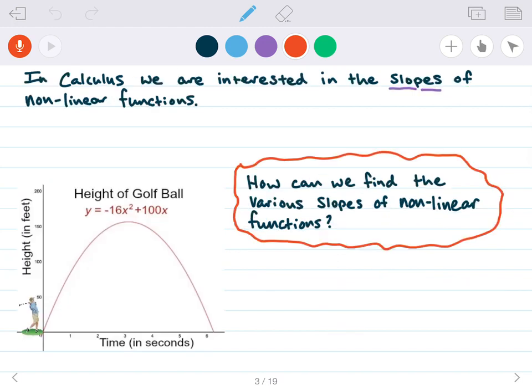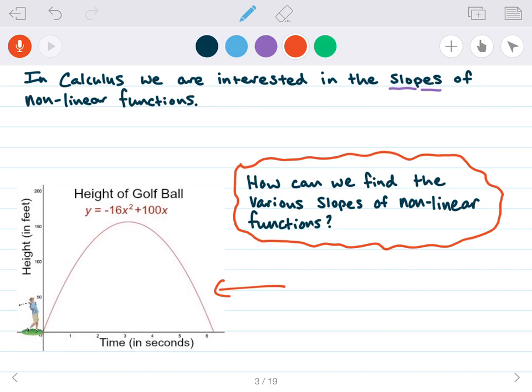So in calculus, as I mentioned, we're interested in the slopes of nonlinear functions such as parabolas, like the one that is drawn here. And so the question is, how can we find the various slopes of nonlinear functions? Now, what do I mean by various slopes? Well, the slope is always changing, right?